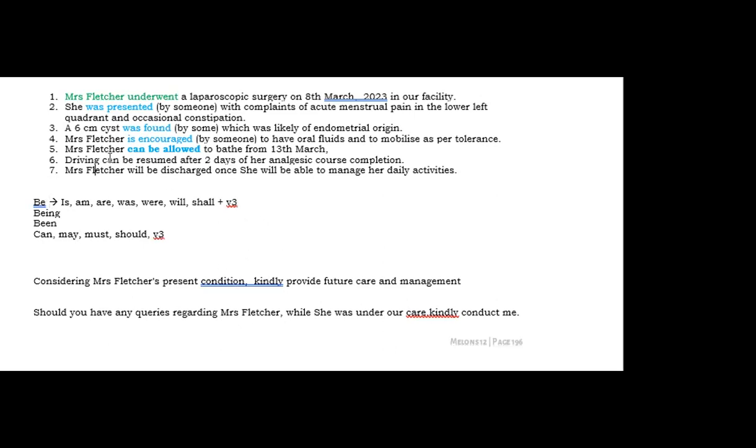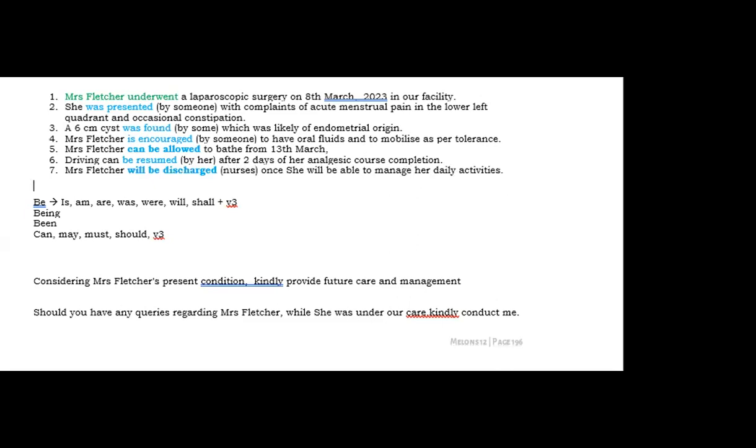Okay, now driving can be resumed. Driving can be resumed. This is also another passive voice. Resumed by whom? By her. Right. Mrs. Fletcher will be discharged. Will be discharged. Again, another passive voice. Will be discharged by whom? Of course, by us, by you, by nurses.